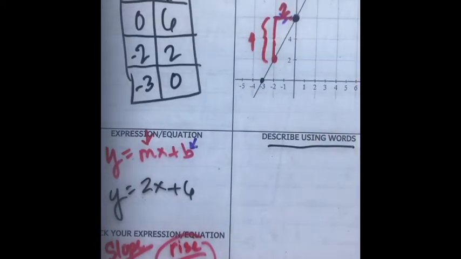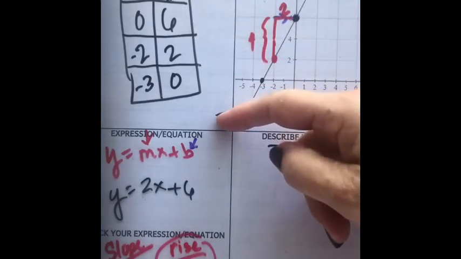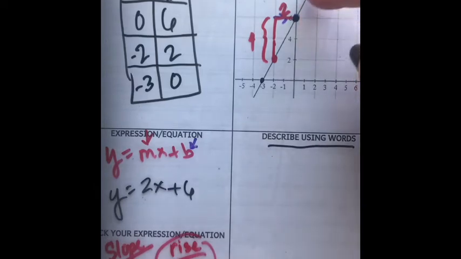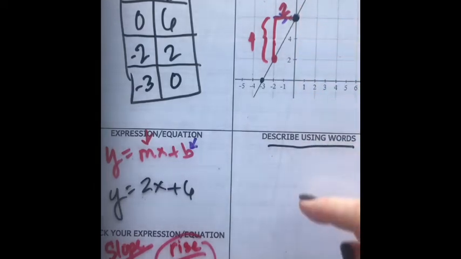So hopefully that explains that. And you can add a couple more points here. I would challenge you to add a couple more points. Find me a couple more points. Go up and over. Find me some more points on this line. Add a couple more and use your words.